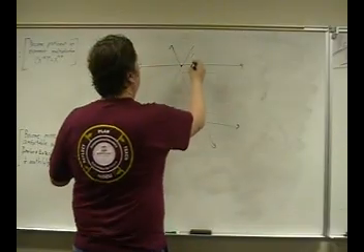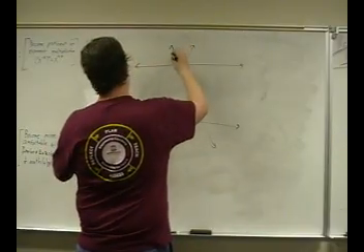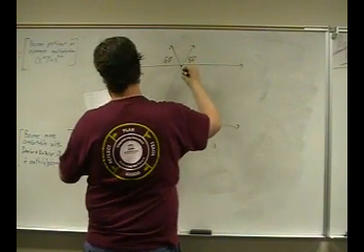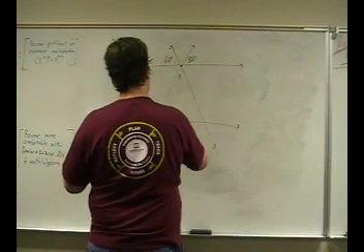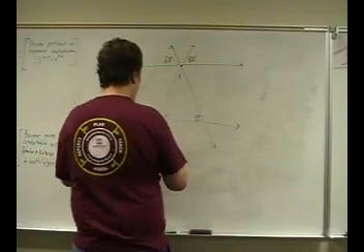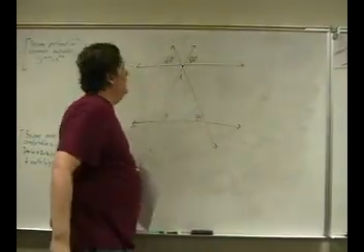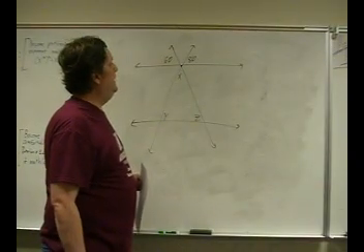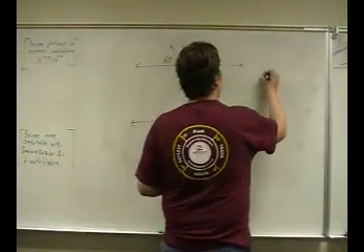That's supposed to be at a point. Okay. So we know what one angle measurement is. We need to know what x, y, and z are. All right?